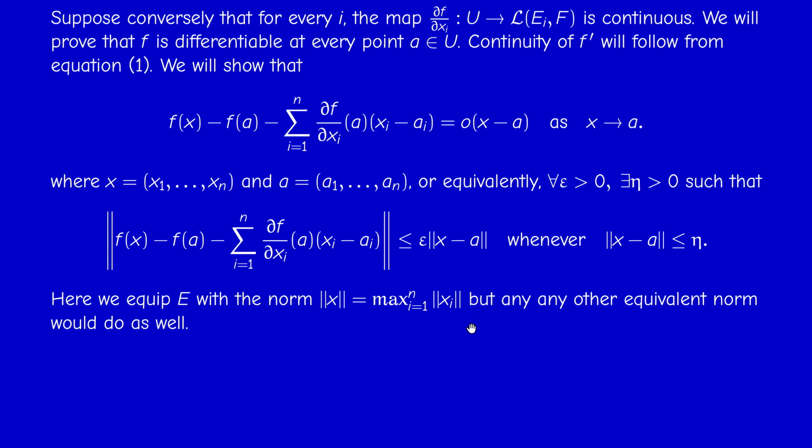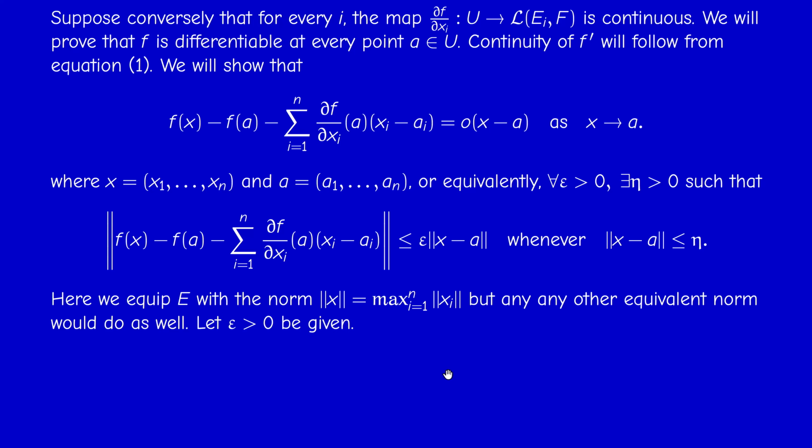Now, as usual, we equip the space E, which is the product of the E_i, with the maximum norm. But this is not really important because we can also consider the one norm, the sum of all the components, or the Euclidean norm. All these norms are equivalent, and we saw that differentiability remains the same if we replace a norm by an equivalent norm. But I found this a little bit more convenient than the sum norm.